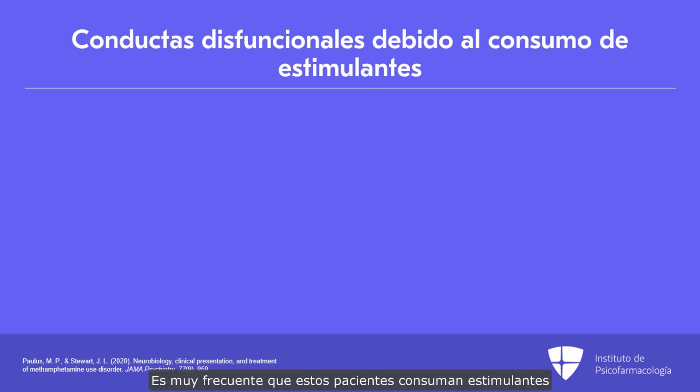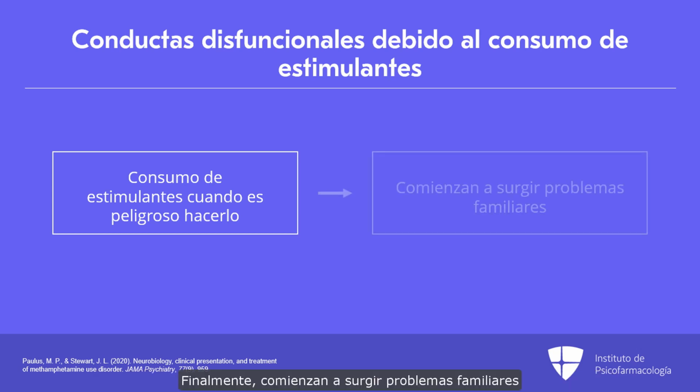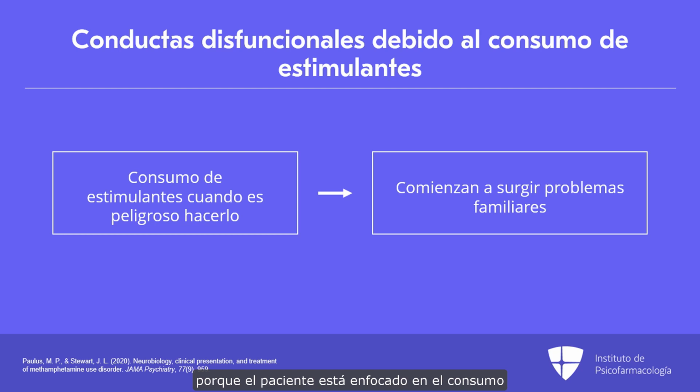And then it's very common for these people to use stimulants when it's dangerous to do so. And the typical thing would be driving under the influence. And finally, family problems start to occur because the person is focused on the drug use and not the people in their lives.